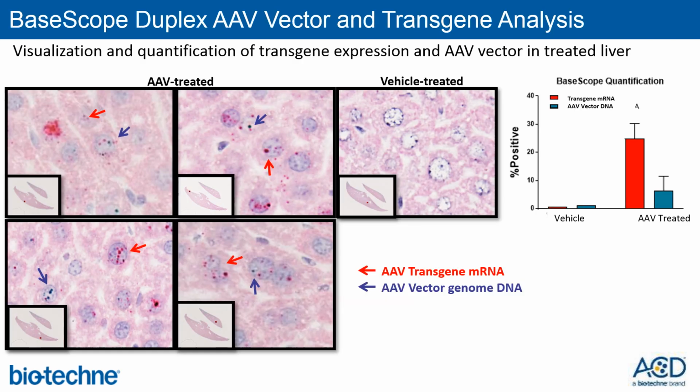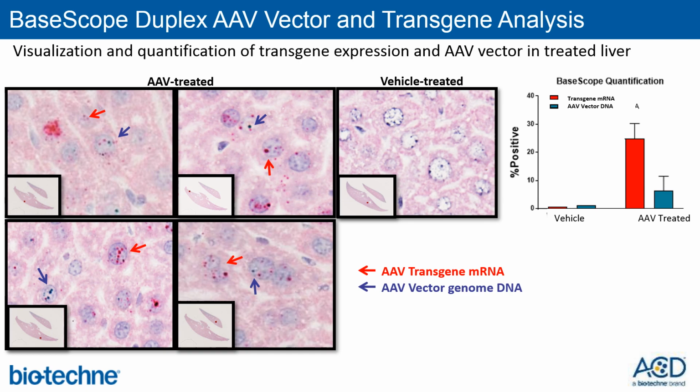So just to illustrate that, this is also some customer data showing a BaseScope Duplex assay. Again, same combination as you've seen previously, AAV vector in blue and a transgene sequence, transgene signal in red. And you can obviously see much more signal for red and a few dots in the nuclei with blue. And that's charted in a histogram on the right-hand side.